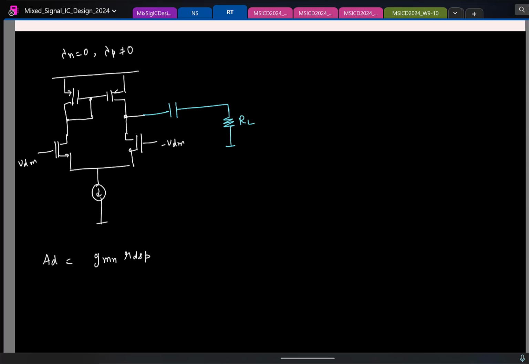So if I put a load resistor, what happens to the gain? Does it remain the same or does it change? The load resistor is appearing in parallel to whatever resistance was there, so it's going to change like this.